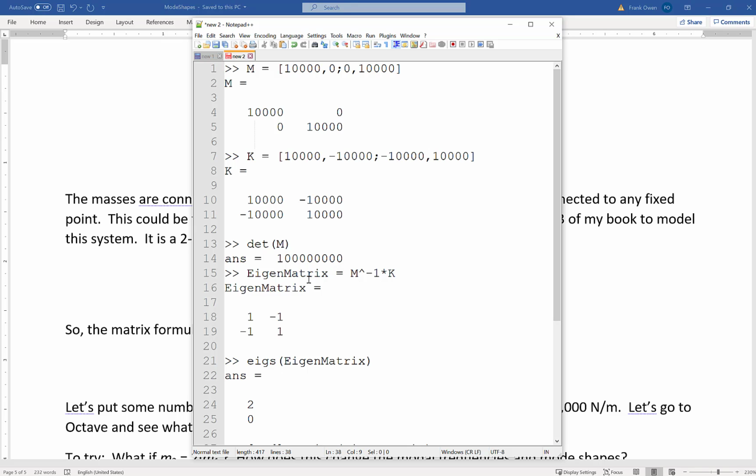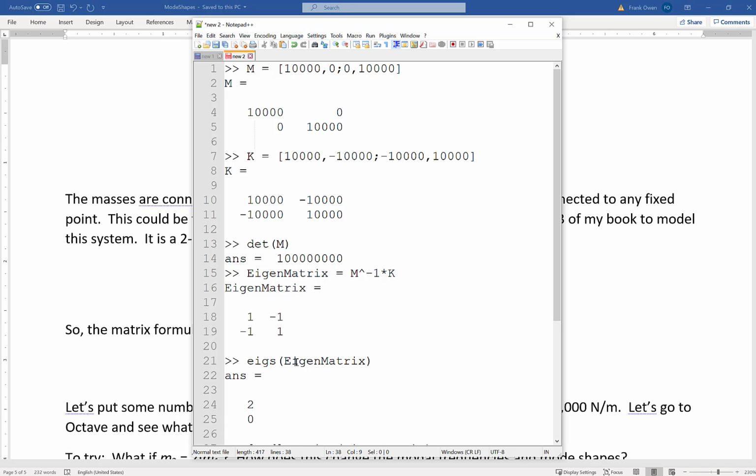And then my eigenmatrix, the one that's going to contain the eigenvectors and eigenvalues, is the matrix counterpart to the single degree of freedom system relationship omega n squared is equal to k over m. So this is k over m basically in matrix format. And then I get this eigenmatrix here. And then I try to actually get the eigenvectors and eigenvalues just by issuing the eigs function on the eigenmatrix.